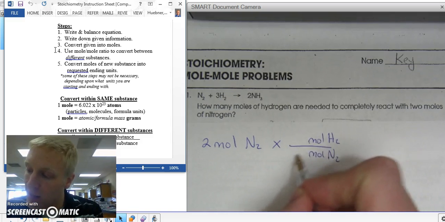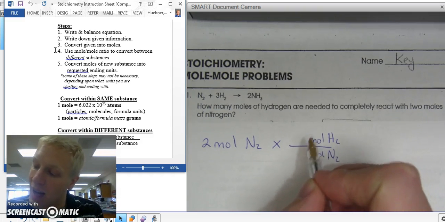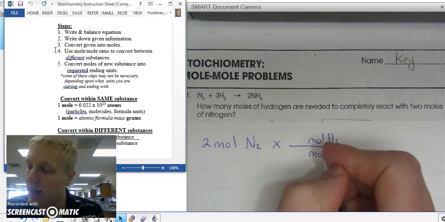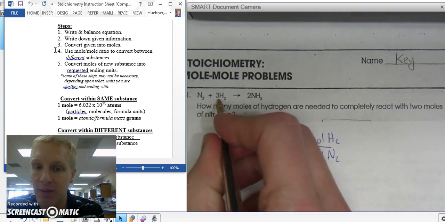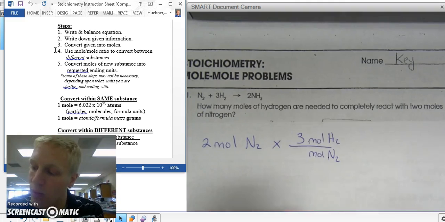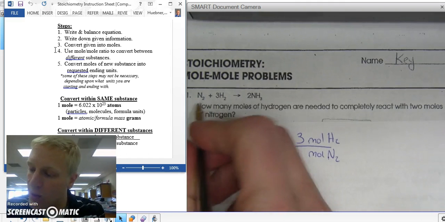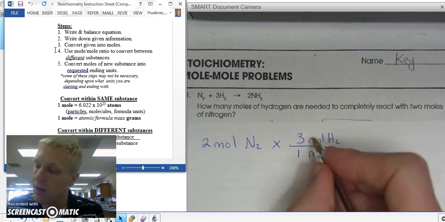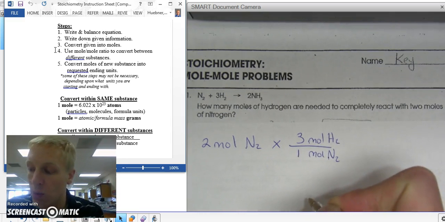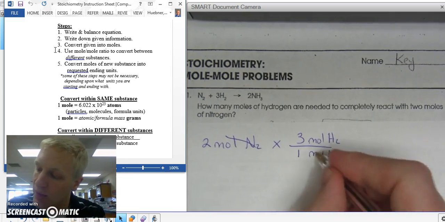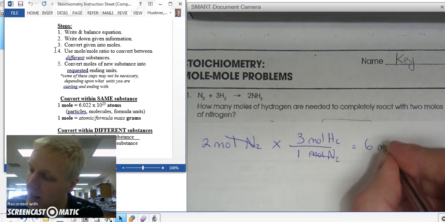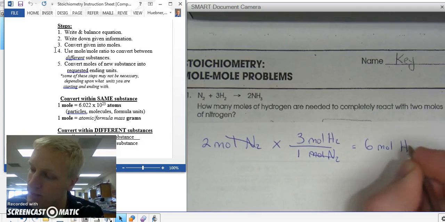Where do I get my numbers? I'm going to get them from the coefficients found in my balanced equation. For H2, we've got a 3 in front of that, so I have 3 moles of H2. For N2, there's no coefficient, so it's assumed that you just have 1. So it's a 3 to 1 mole ratio. My moles of N2 cancel out, and I'm left with 2 times 3, which is 6 moles of H2.